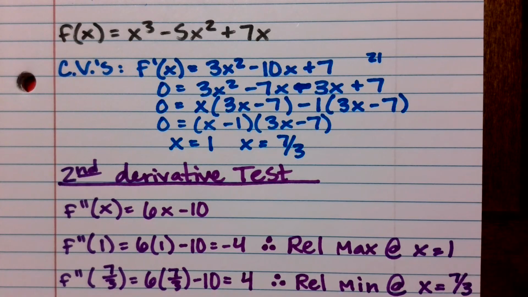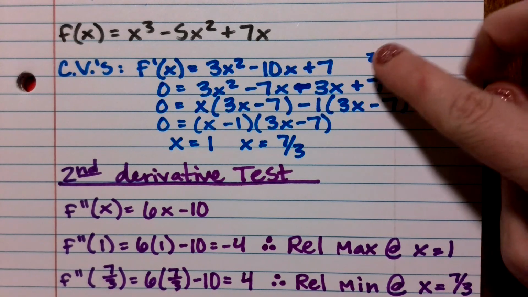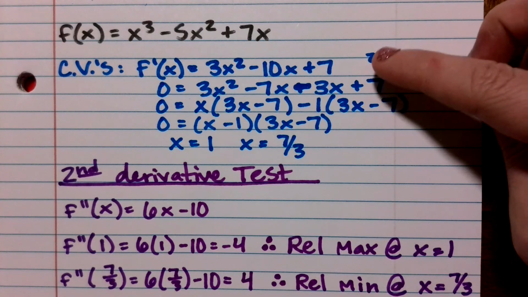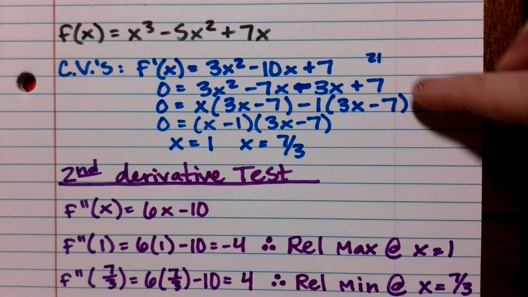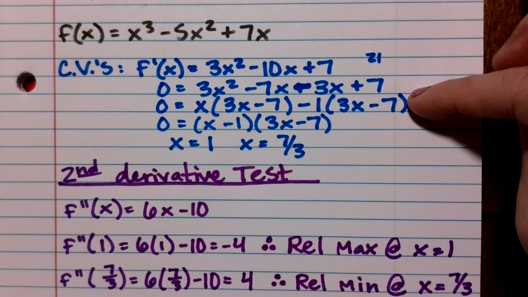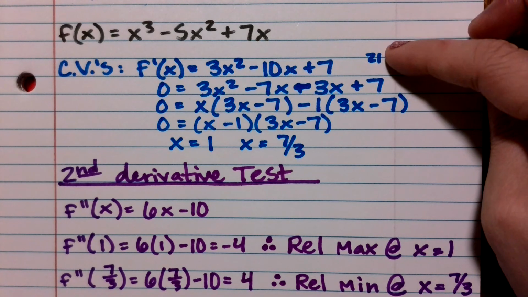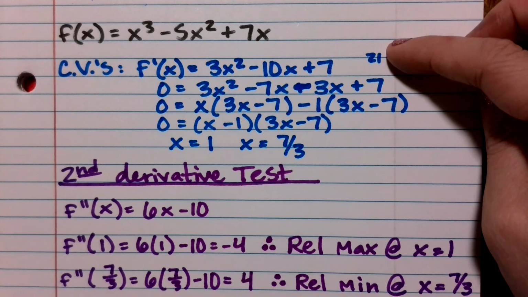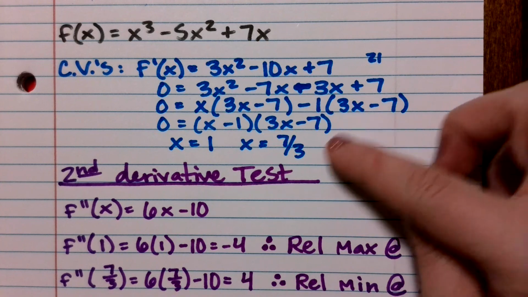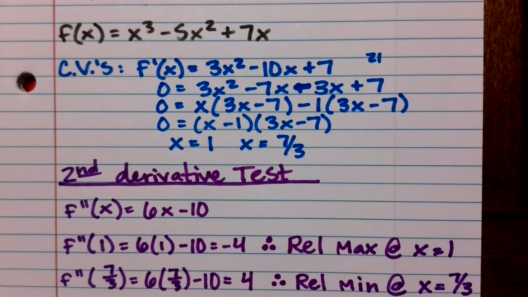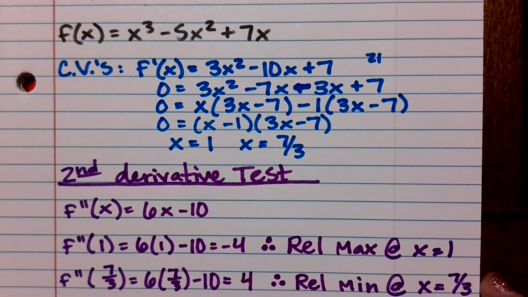Okay, so the first part of this, your critical values come from where f prime equals 0. So finding that first derivative, setting it equal to 0. This one did require that more challenging type of factoring, so looking for two numbers that multiply to be 21 and add to be a -10 to break up that middle term. But then once we've factored by grouping, you should get that the critical values are 1 and 7/3.